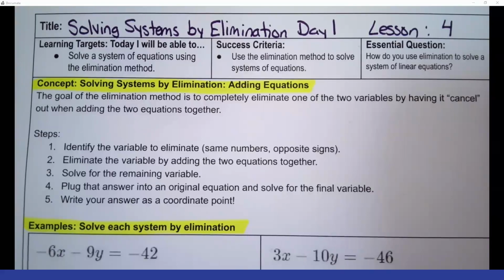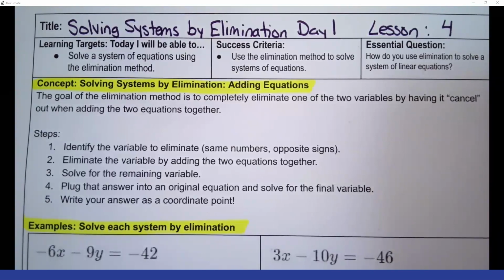All right, we're ready to go. So today, we are moving along with solving systems. Today is elimination day 1, lesson 4. So now we're going to be solving a system of equations using the elimination method.